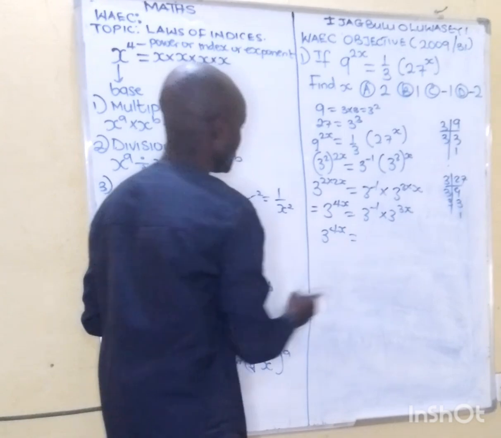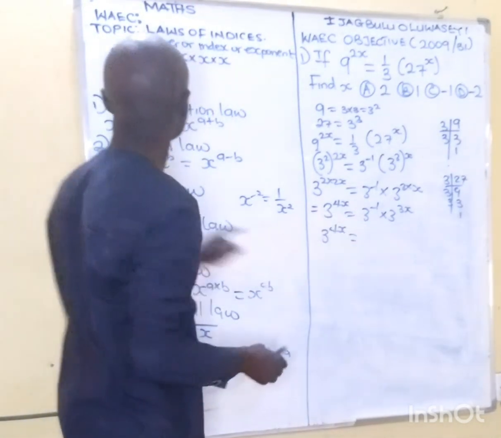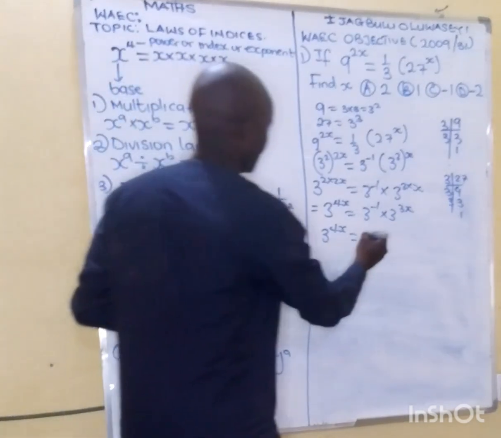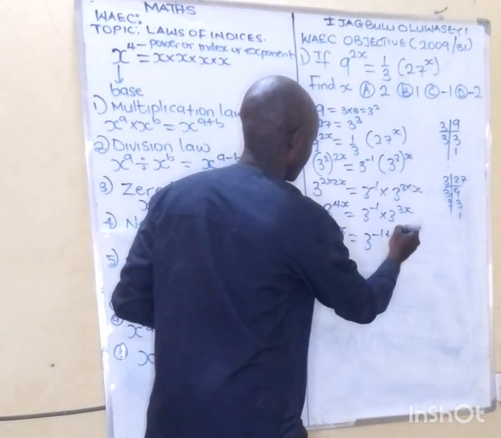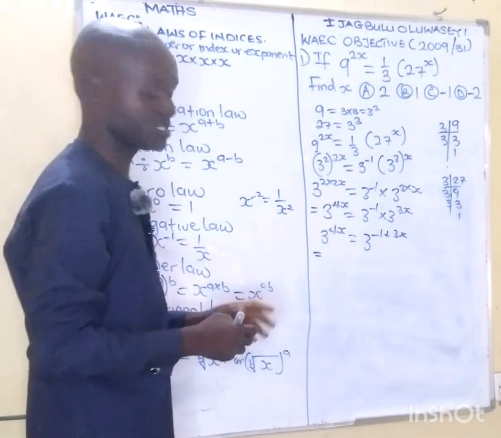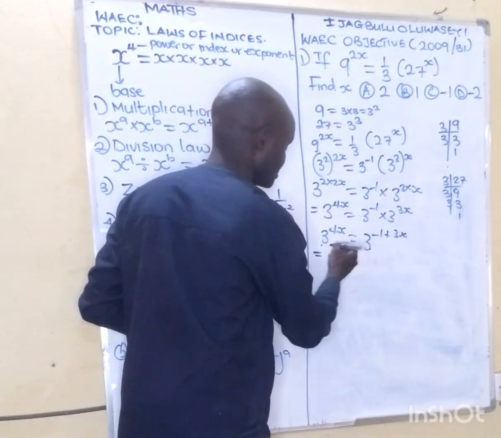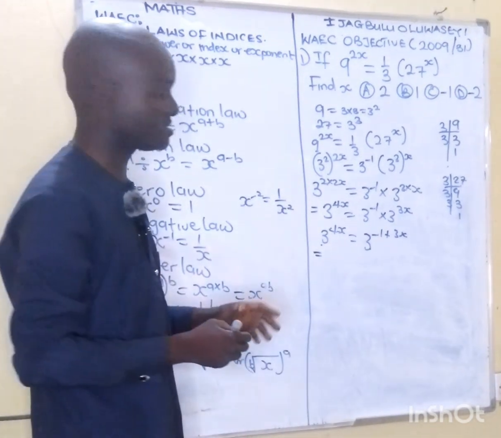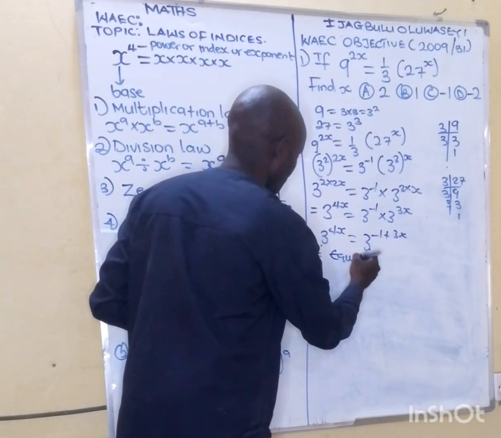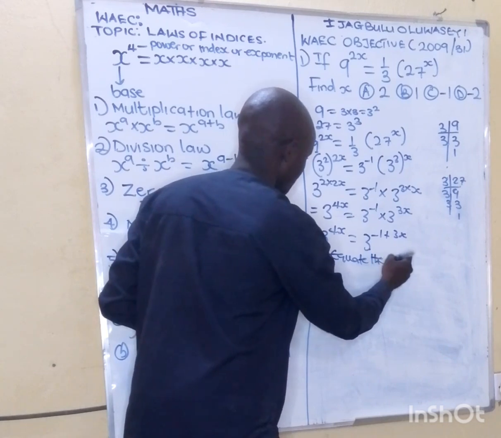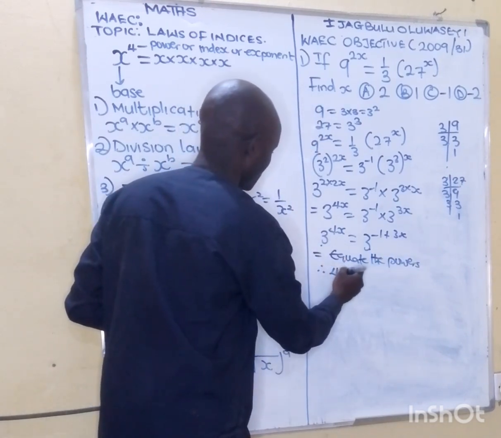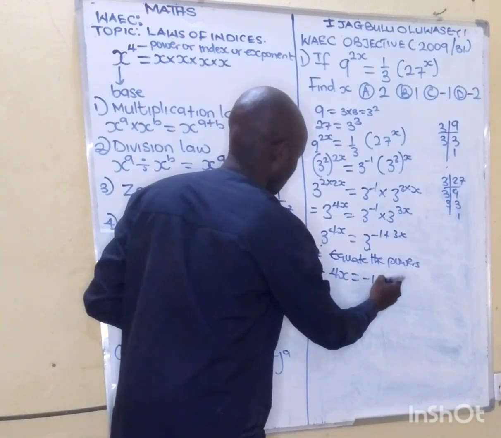Now, if you look at this, this is similar to the first law of indices, that is the multiplication law. So we have 3 raised to power minus 1 plus 3x. Now, we can see from this point that they have the same base. So since they have the same base, we can equate the power. Therefore, we have 4x is equal to minus 1 plus 3x.